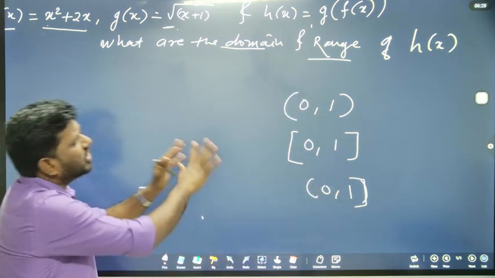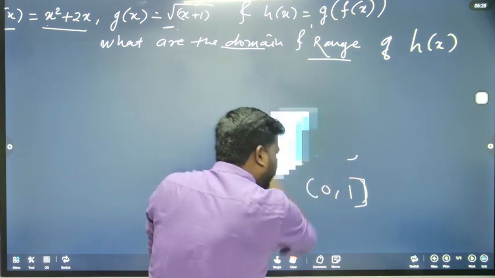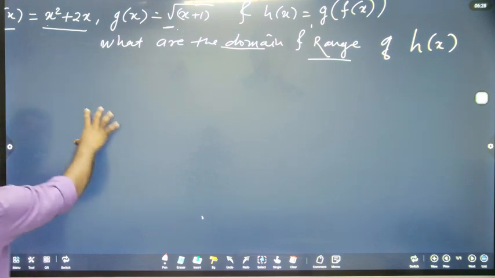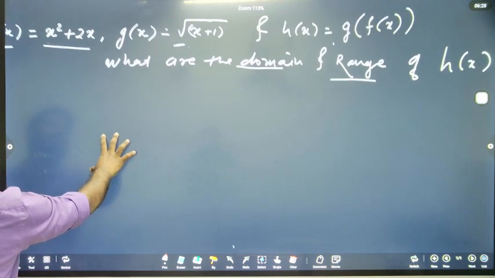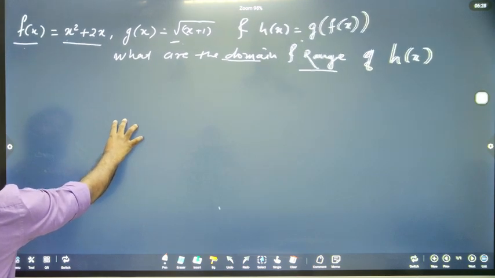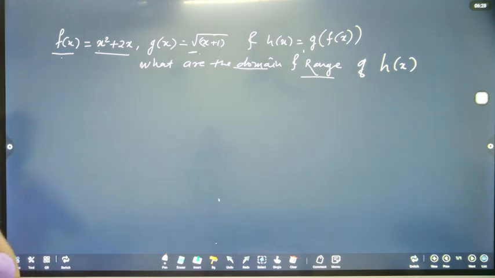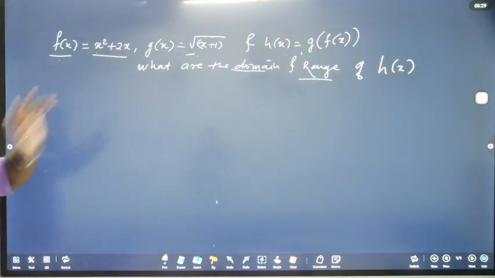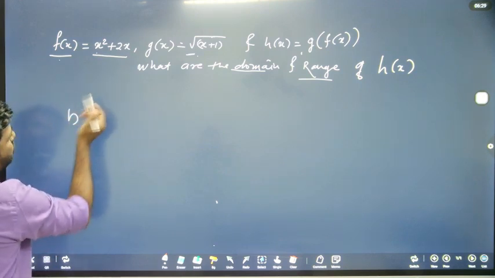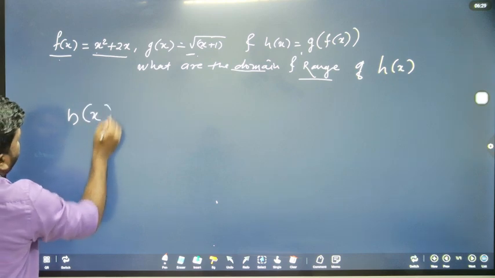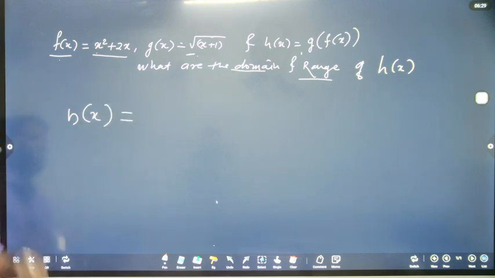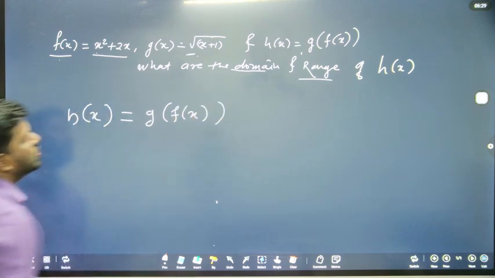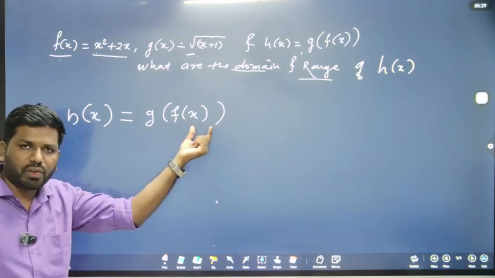Alright, now this much input is sufficient to understand how this question will be solved. Now the question is f of x is equal to x square plus 2x and g of x equal to x square, where h of x is given as g of f of x. So let's try to solve this question by taking a simple value of h of x. h of x is given as g of f of x, right? So we need to put the value of f of x, right?